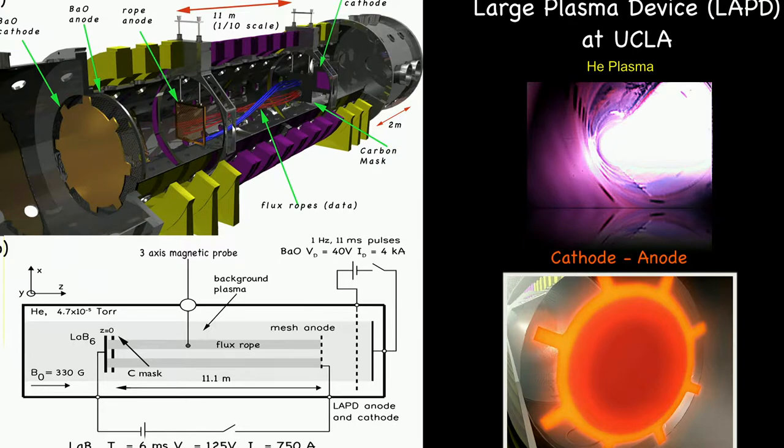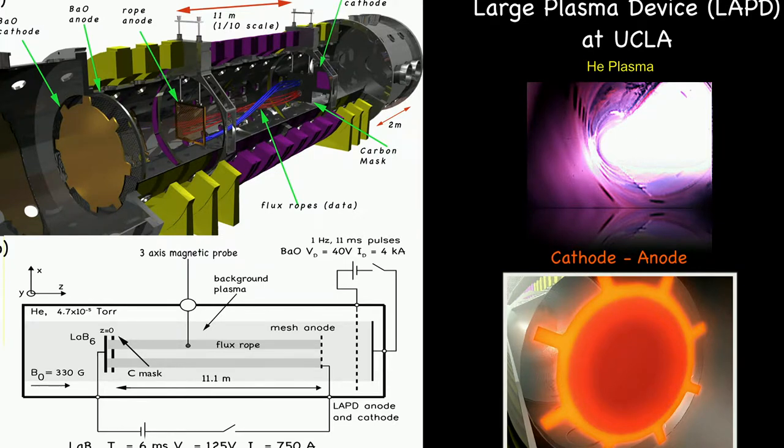Now, how do we make the flux ropes? You need very strong currents that have their own azimuthal fields. So on the left over here, shown schematically, we have a cathode 20 centimeters across made of a material called lanthanum hexaboride, which has an enormous emissivity. And so we can get very large current densities out of it. We then put a mask in front of it with two holes, one for each flux rope. And then 11 meters away, we have an anode.